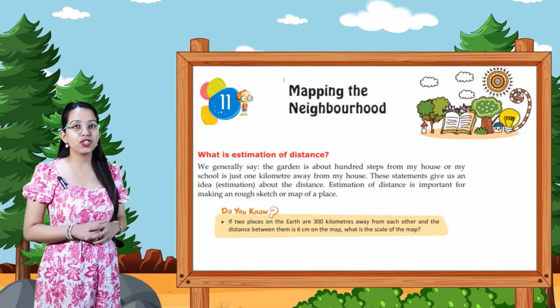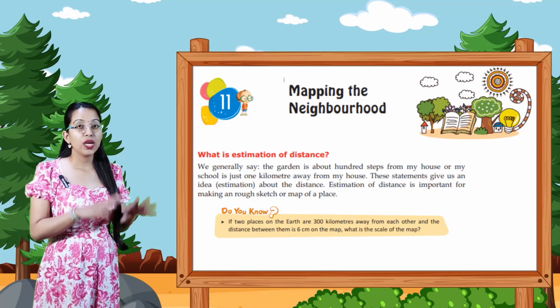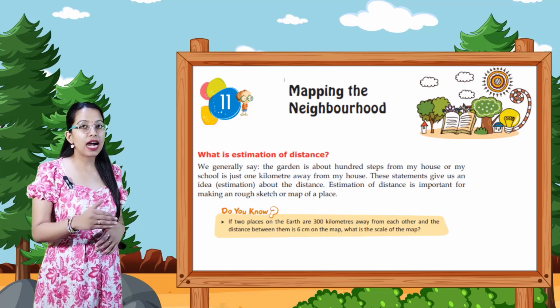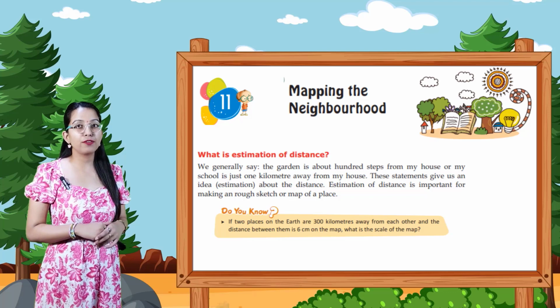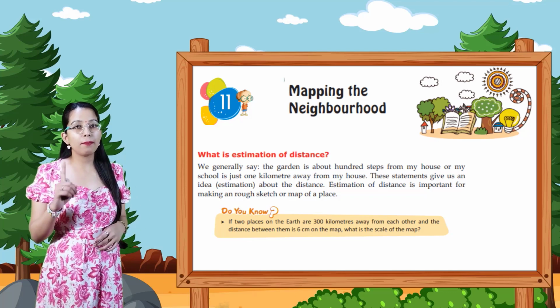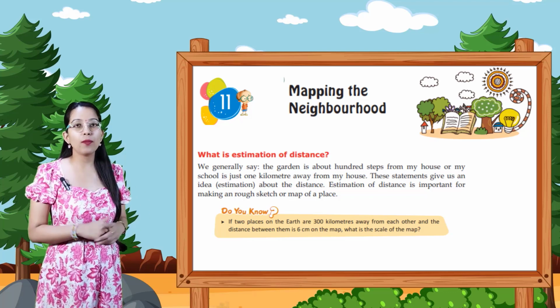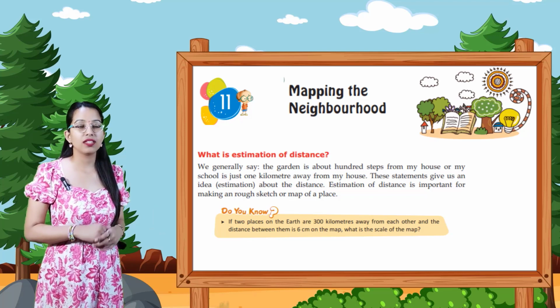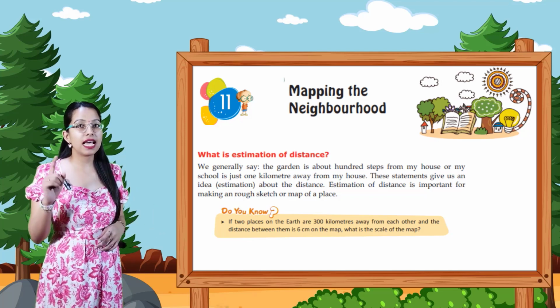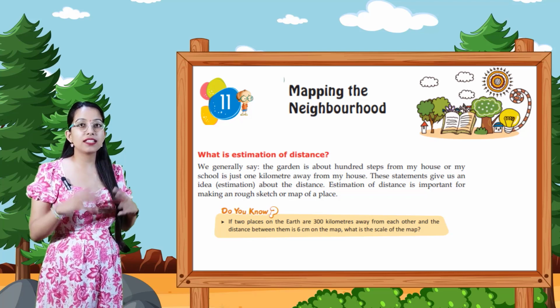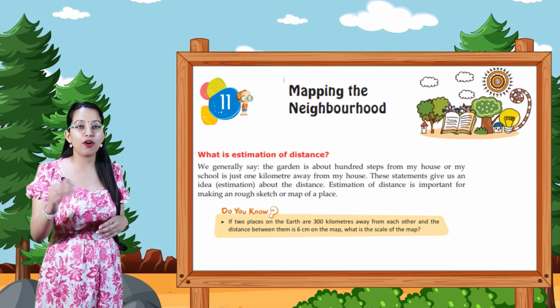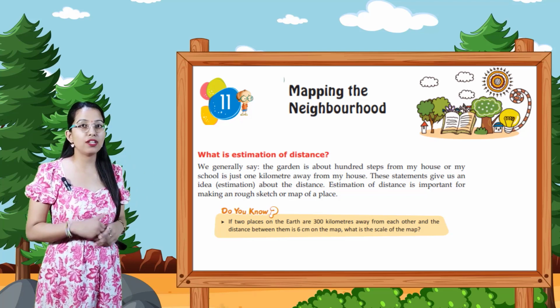What is estimation of distance? We generally say the garden is about 100 steps from my house, or my school is just 1 kilometer away from my house. These statements give us an idea, an estimation about the distance. Estimation of distance is important for making a rough sketch or map of a place.